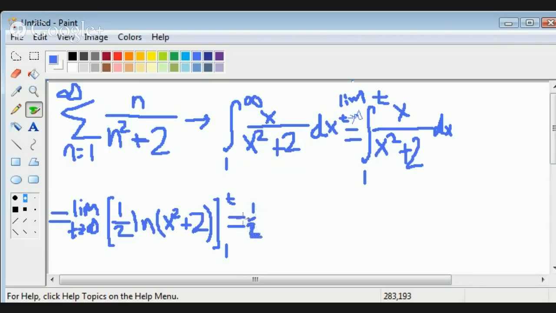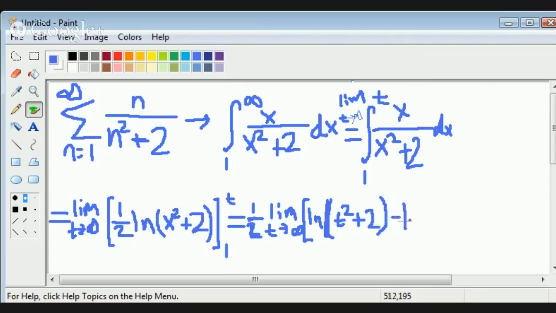now the easier way to do it is to put the half first and then the limit as t approaches infinity of ln of t squared plus 2. And of course I changed it from x to t because we're about to change x into the numbers, and since infinity is t, we have to put t in there. Minus ln 3, since 1 plus 2 equals 3.